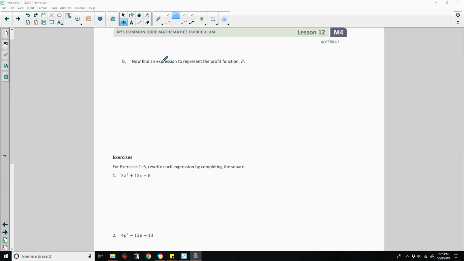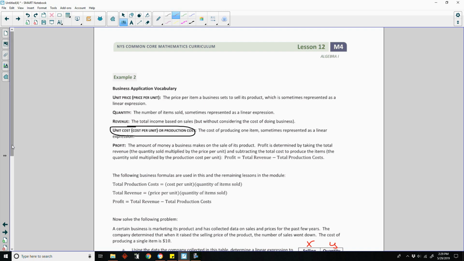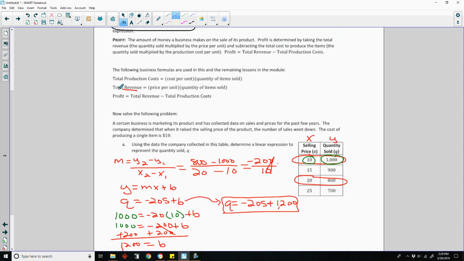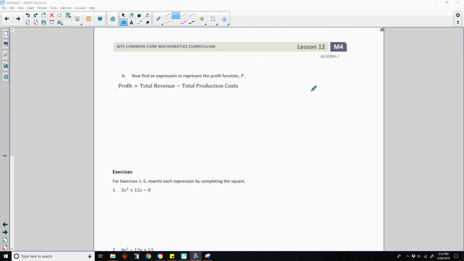Okay, on to page 3. B says, now find an expression to represent the profit function. Now, if we go back to the last page, it's right here. So let me copy this over. Okay, so I brought this equation in from the previous page, and it says profit equals total revenue minus total production cost. So I'm going to use P for profit.